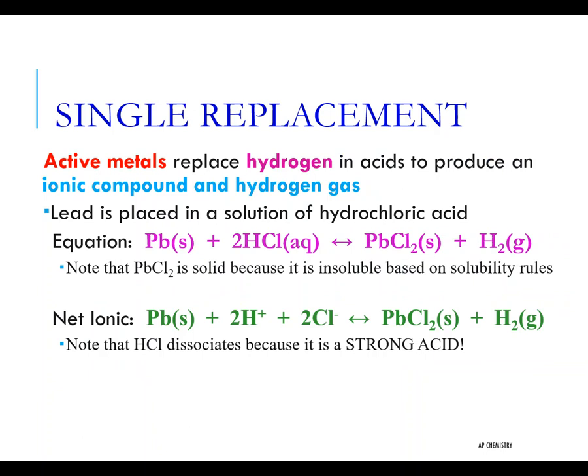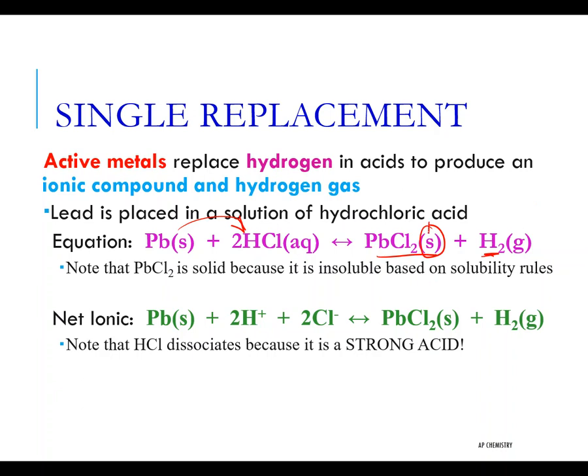Another example here: active metals replace hydrogen in the acids, producing the ionic compound and hydrogen gas. In this particular case, the lead is more reactive. It's going to kick out the hydrogen here. But lead chloride, remember, lead is one of those exceptions on the solubility rules, like silver and mercury. So it's going to precipitate out and form a solid. You also get hydrogen gas coming off.